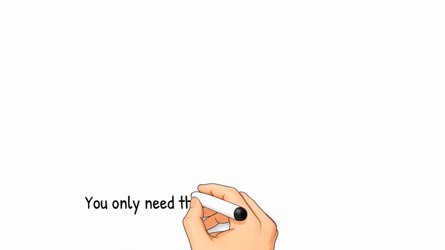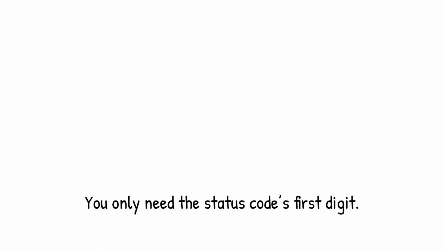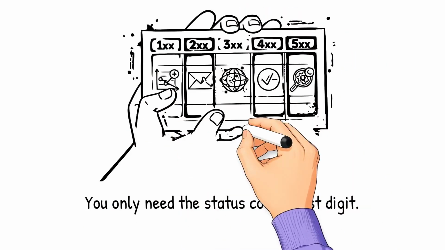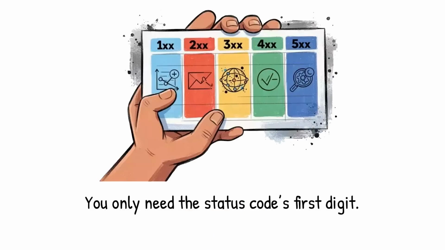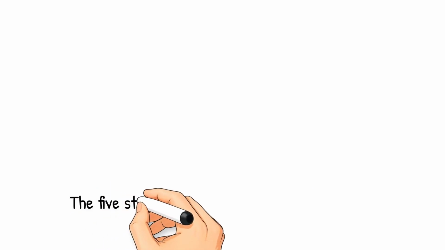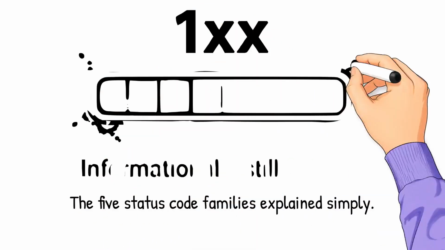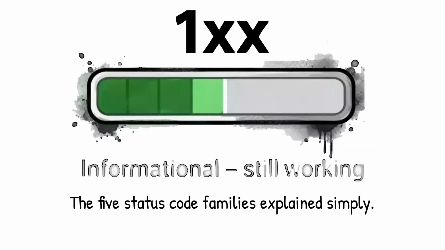Now here's the part that makes all of this easy. You do not need to memorize hundreds of codes. You just need the first digit, because the first digit tells you the whole story. There are 5 families. 1XX, that's informational. It just means still working on it. You'll rarely see these, so don't worry about them.